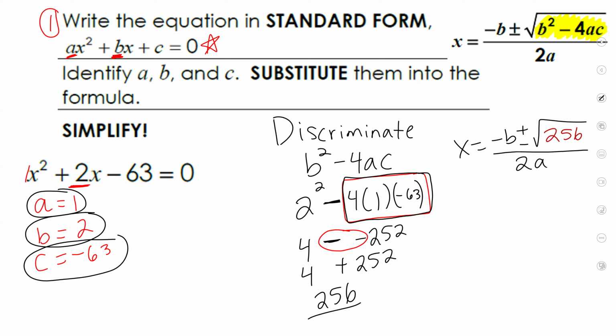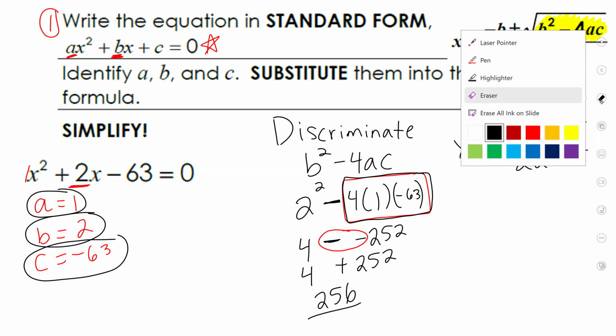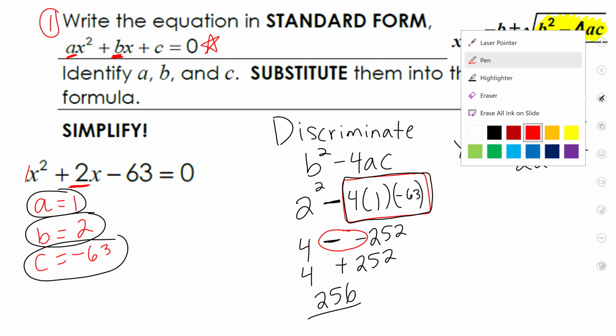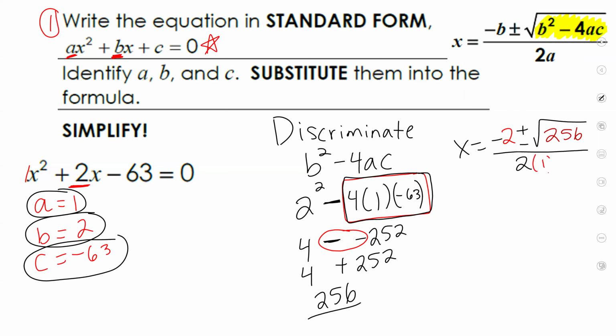Okay, let's go ahead and finish substituting. So everyone erase the b value, and what will I put there? Notice I did not erase the negative sign. The negative sign is a part of your formula. It will stay there. Do not erase that negative sign. We're going to plug in a 2. So it became a negative 2. I'm going to erase this a and plug in a 1.